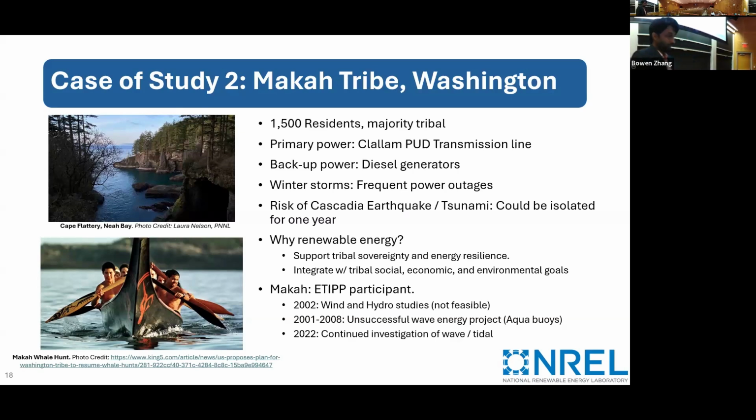Many studies have been performed on this region since 2002 to look at what kind of technology can be implemented there, but at the time, it was not feasible as per the 2002 study. They also tried putting AquaBuOY buoys there to determine how much power can be generated using wave or tidal energy. And there is another project, going on since 2022, still investigating the total potential of wave and tidal energy there.